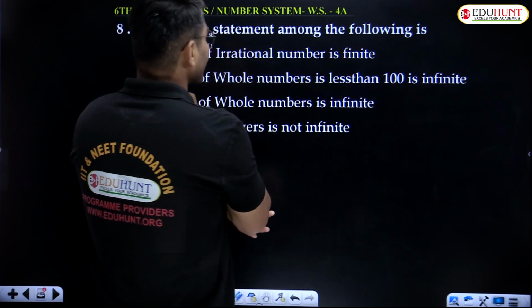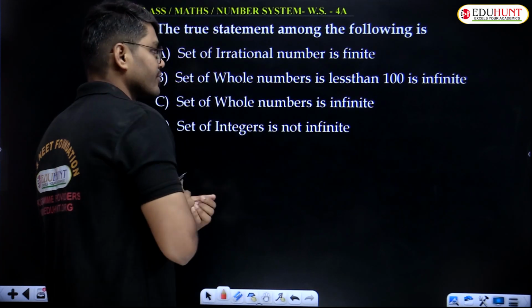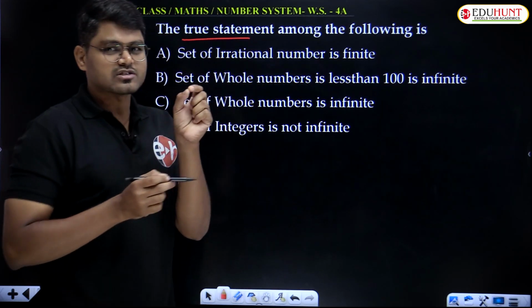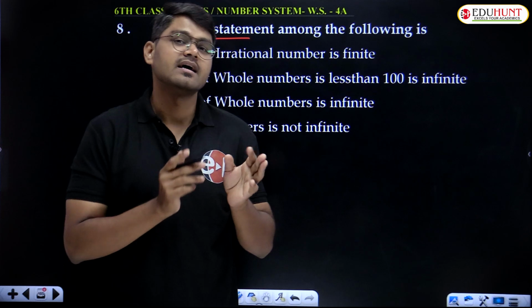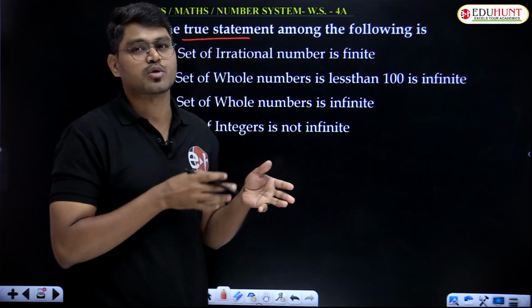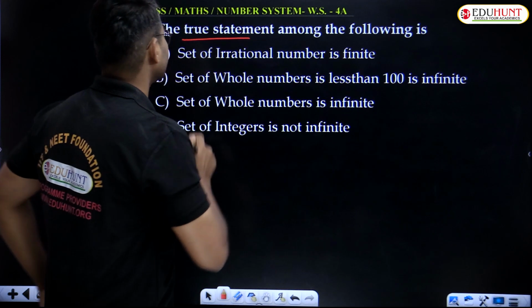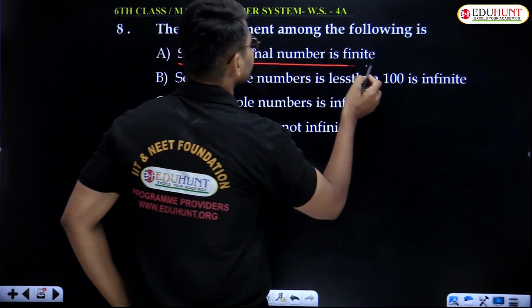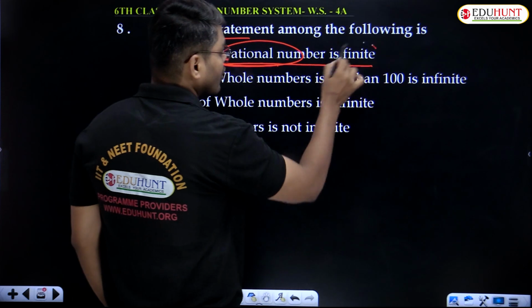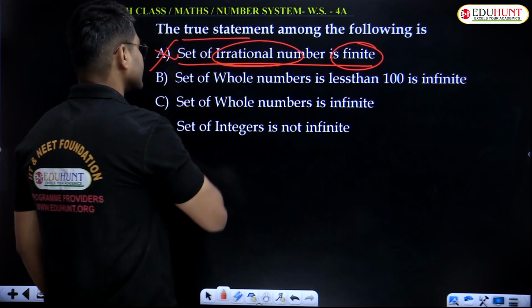The true statement among the following is very important. That means in this true statement, see, in the previous question we have seen false statement. Now we are going to check true statement. That means each and every option we have to check. Okay, right. Set of irrational numbers is finite. Irrational numbers, finite? No. Infinite.